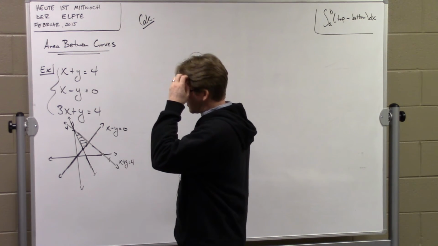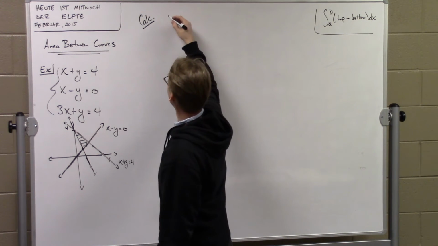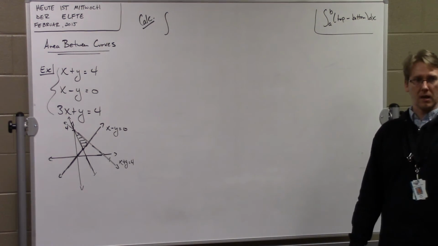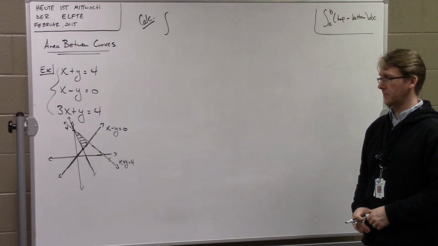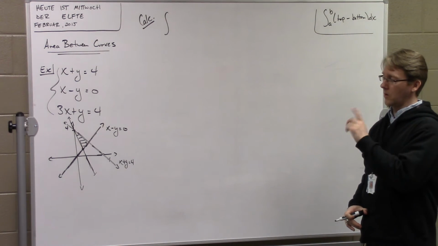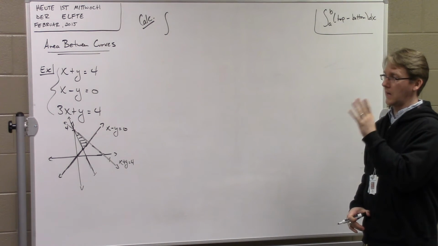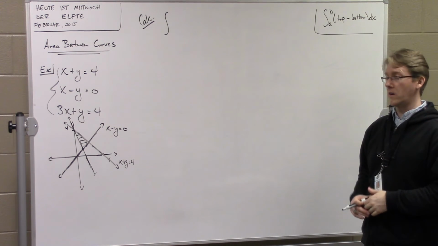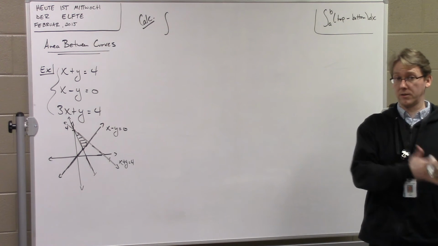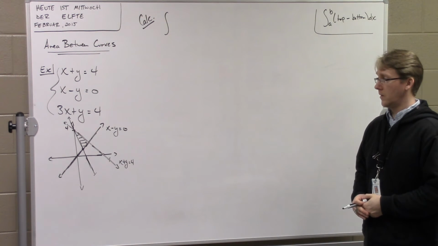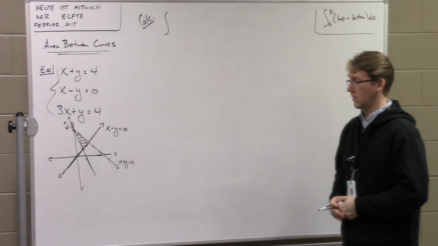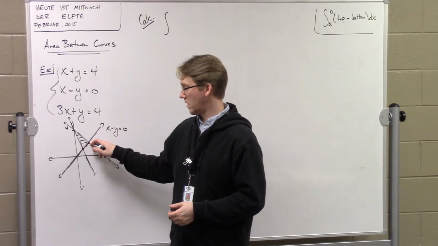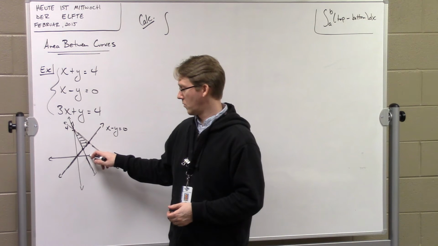So the calculus says we're supposed to go from starting point to stopping point, top function minus bottom function. Let's decide on a starting point and a stopping point. Where does this area begin accruing and where does it stop? 0 to wherever x minus y and x plus y meet. 0 to here? Yeah, 0 to whatever that is.